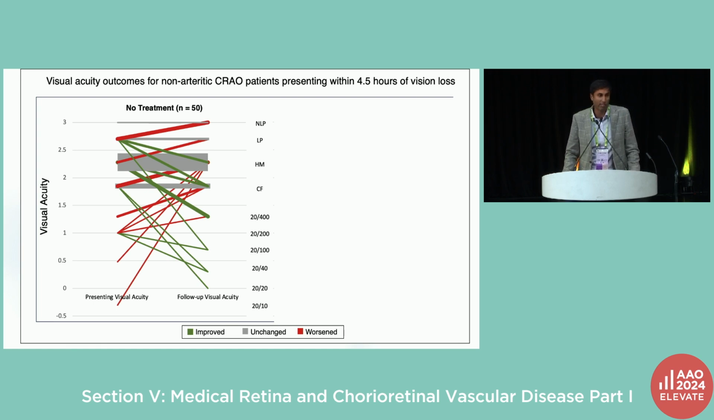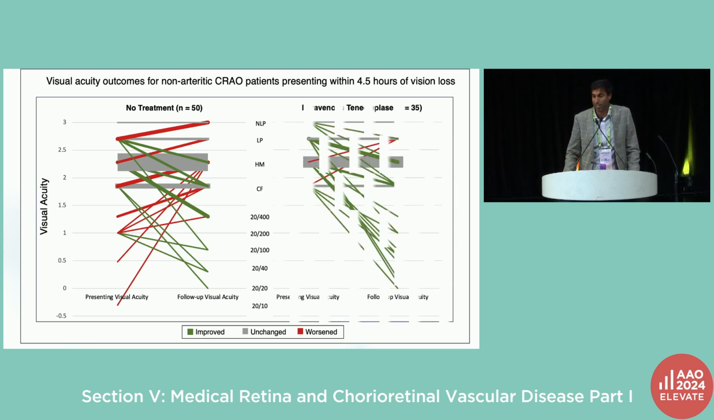You can see there's a big gray bar at hand motions and count fingers. Those are patients who started bad and stayed bad. There's a fair amount of patients who started bad and got worse. But there are some more impressive improvements just with natural history.